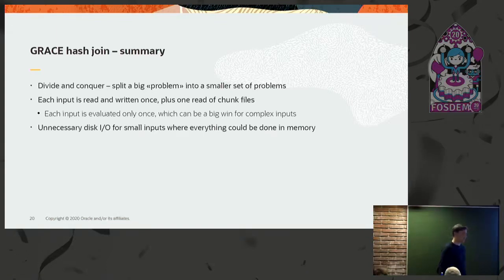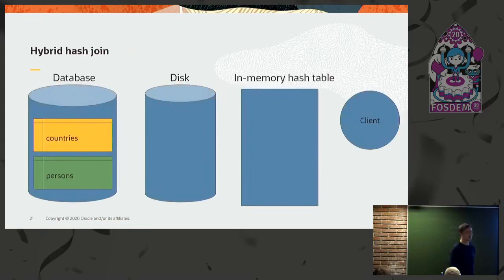The drawback of the Grace hash join is that for small inputs, you end up doing unnecessary disk I/O because you could have done everything in memory, right? That is where the hybrid hash join comes in. It's a combination of both the classic and the Grace hash join.